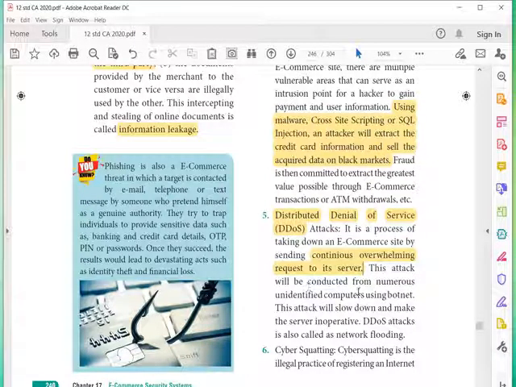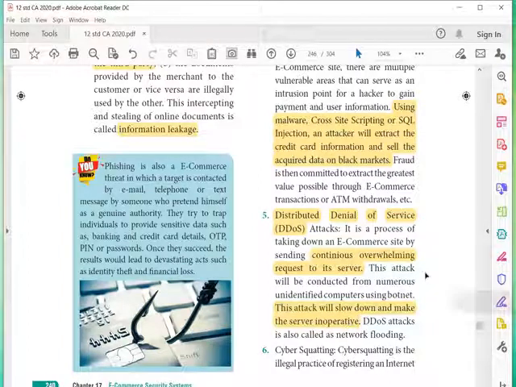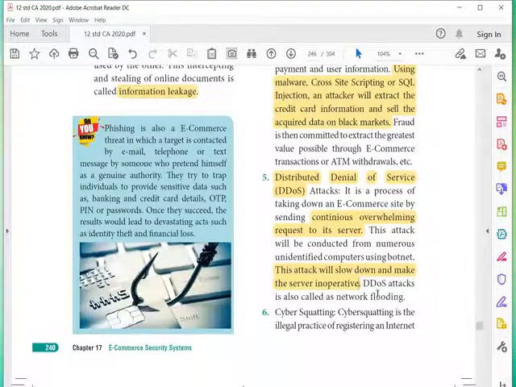This attack will be conducted from numerous identified computers using a botnet. This botnet and DDoS I have discussed already in previous chapters. This attack will slow down the server and make it inoperative. So this is their goal. They want to make the site hang. And this is also called network flooding.